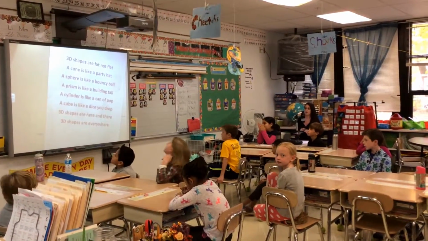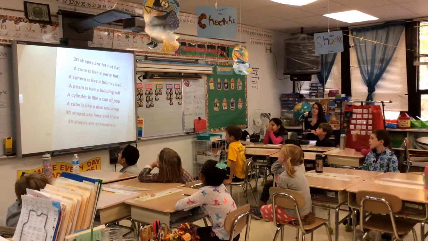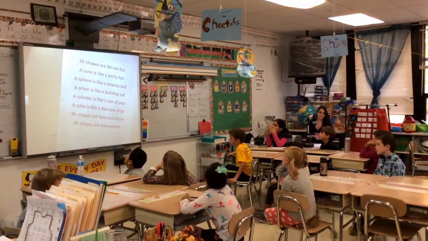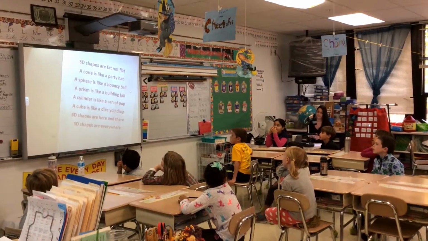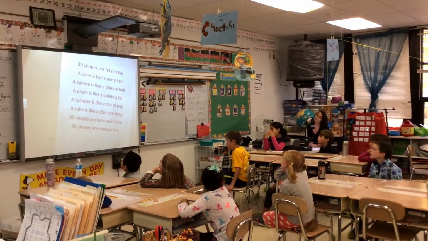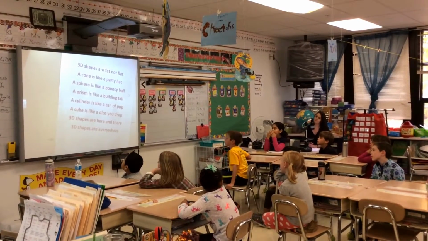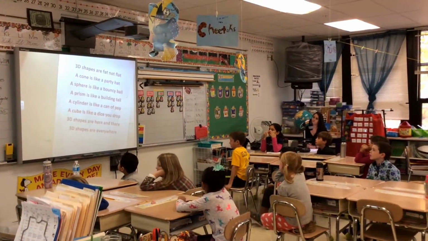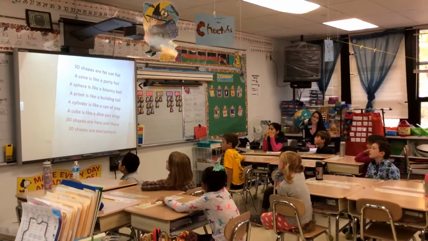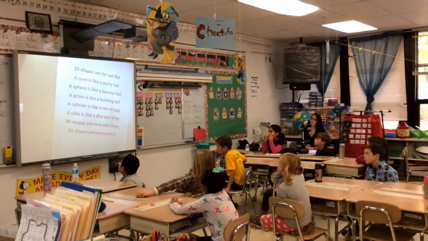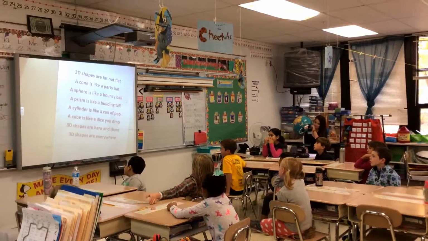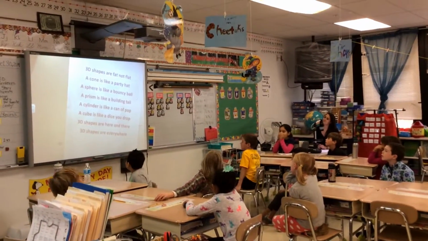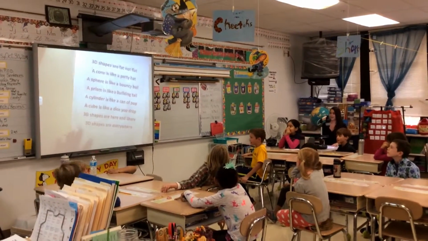So let's start from the beginning, okay? 1, 2, 3. 3D shapes are fat, not flat. A cone is like a party hat. A sphere is like a bouncy ball. A prism is like a building tall. A cylinder is like a can of pop. A cube is like a dice you drop. 3D shapes are here and there. 3D shapes are everywhere. Very nice.